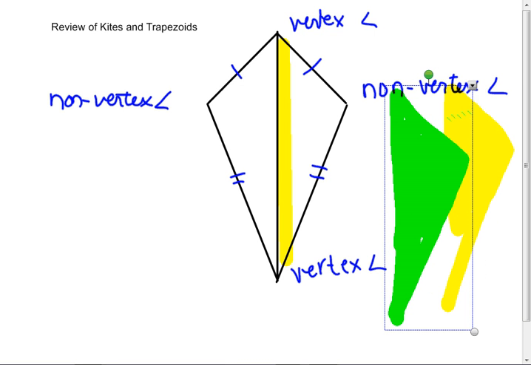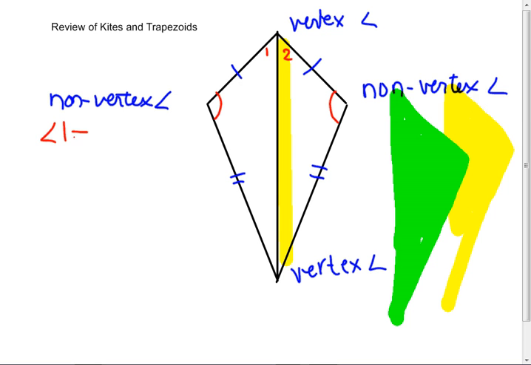If that's the case, what's true about these non-vertex angles? These are congruent. So if I draw a good picture, I don't have to memorize all the properties. What else is true about angles 1 and 2? They're congruent. We don't know why, but we know the triangles are congruent. Those are the same angles in those two triangles, so they have to be congruent informally.